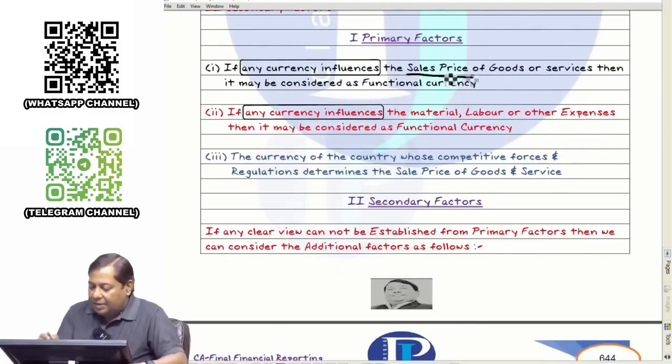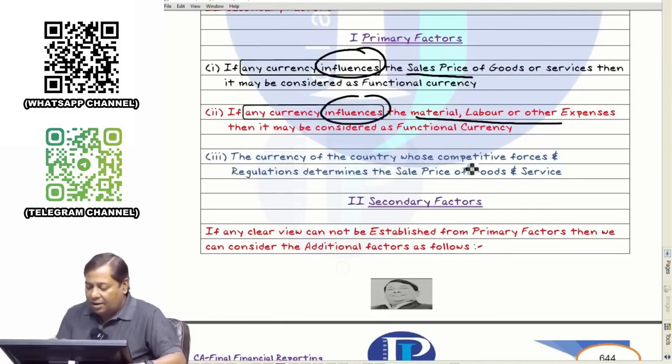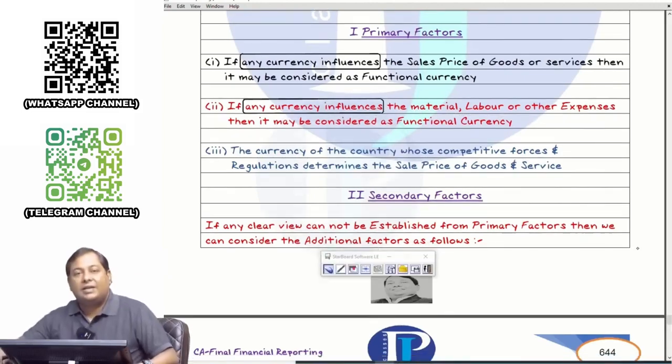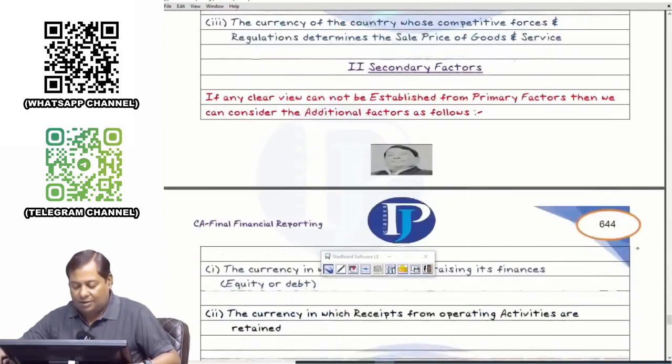Look, now turn the pages of your copy quickly. The first is from where your selling price and your expenses will be influenced. Your competitive forces, from where will it be decided? Those secondary factors were mentioned. How do you raise finances? In which currency you receive your loans?